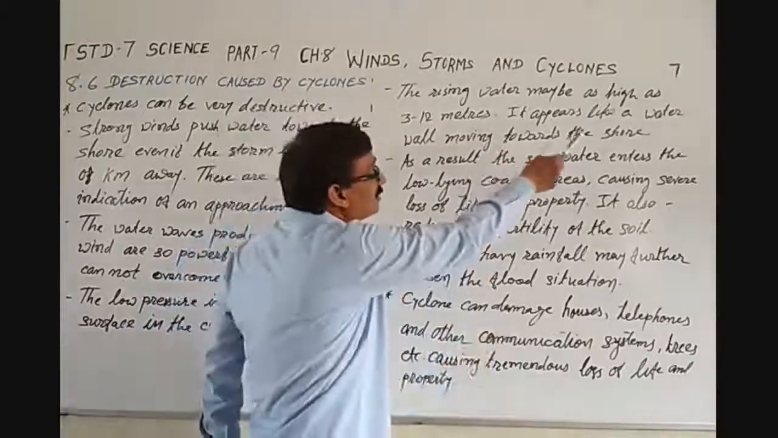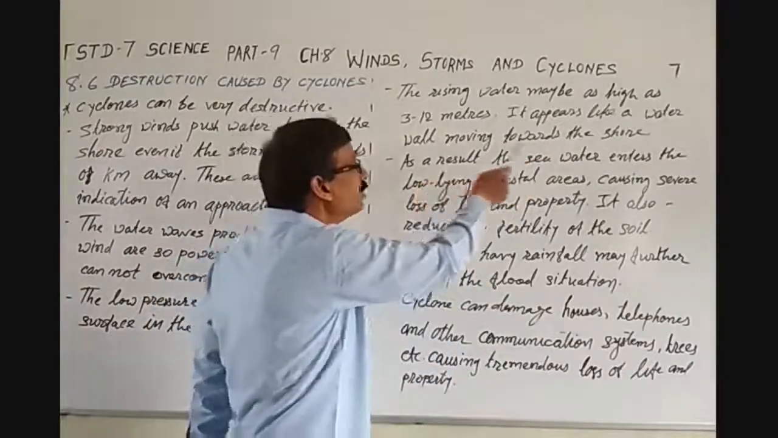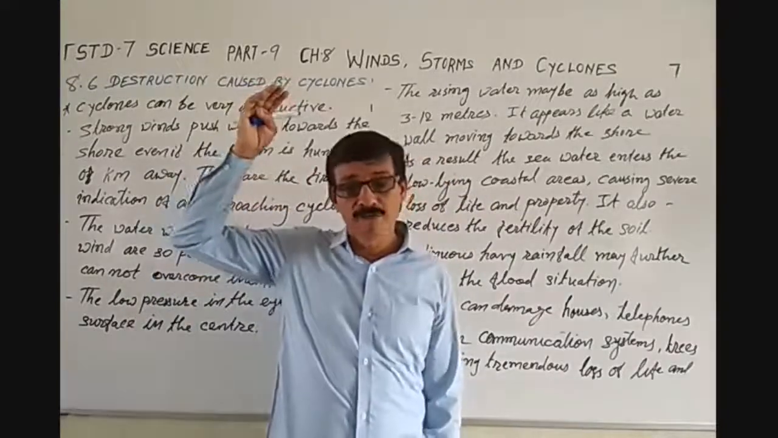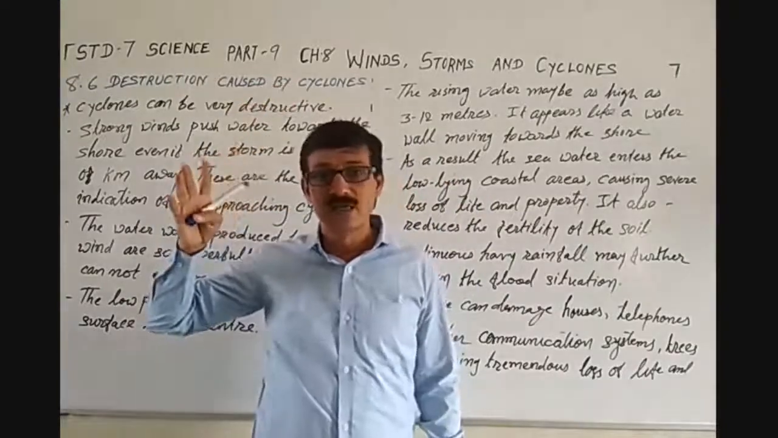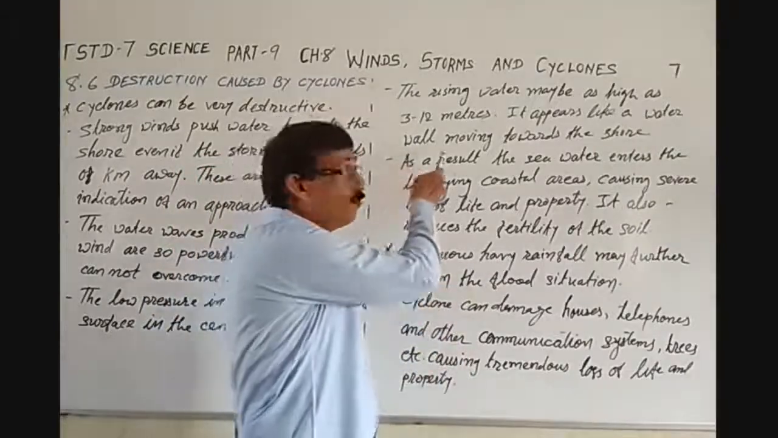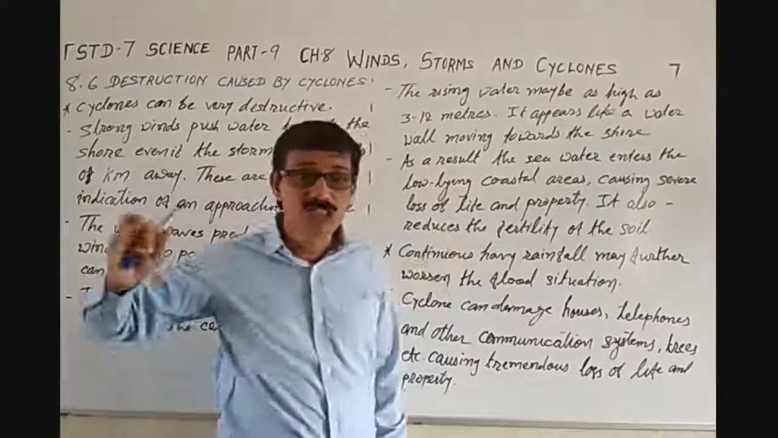It appears like a water ball moving towards the shore. तो इतने बड़े जो वाटर वेव्स होते हैं, तो कैसा दिखता है? It appears like a water ball moving towards the shore.